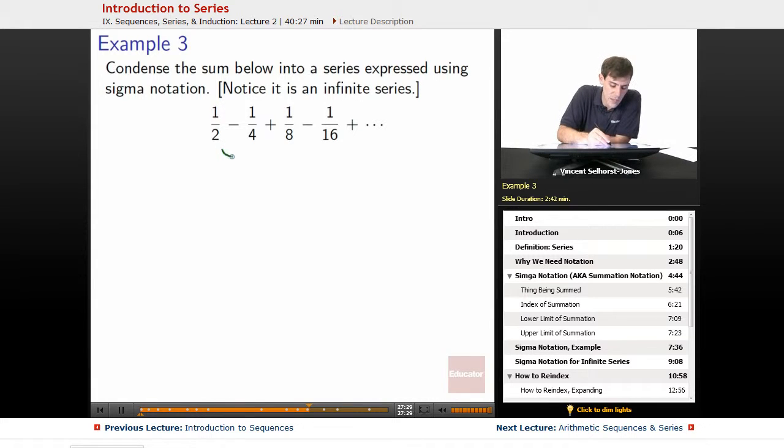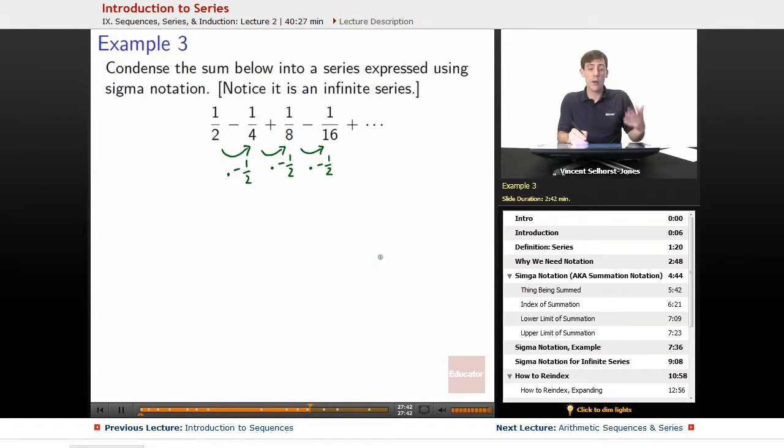How do we get from 1/2 to negative a quarter? Well, we multiply by negative 1/2. How do we get from negative 1/4 to positive 1/8? We multiply by negative 1/2. How do we get to the next one? We multiply by negative 1/2. So with this in mind, how can we create a general term a_n? So a_n is equal to, since we're multiplying by negative 1/2 each time, it'll be negative 1/2 to the, is it going to be to the n?